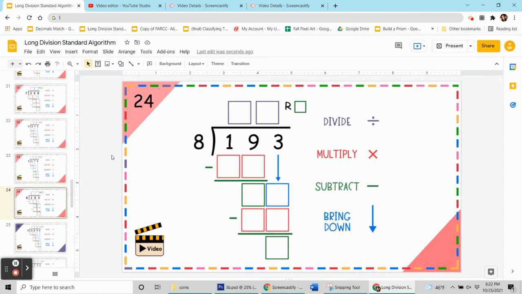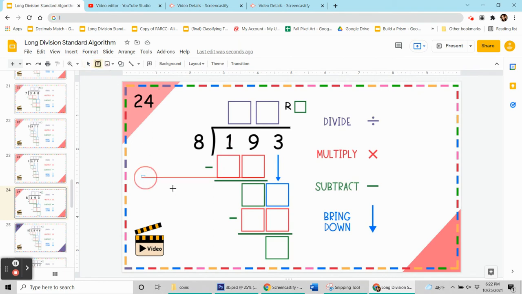And so we would normally start this guy here, and we do 1 divided by 8, but 1 is too small. It's smaller than 8, so you cannot divide it up. So what you need to do then is just take both of these and do 19 divided by 8.